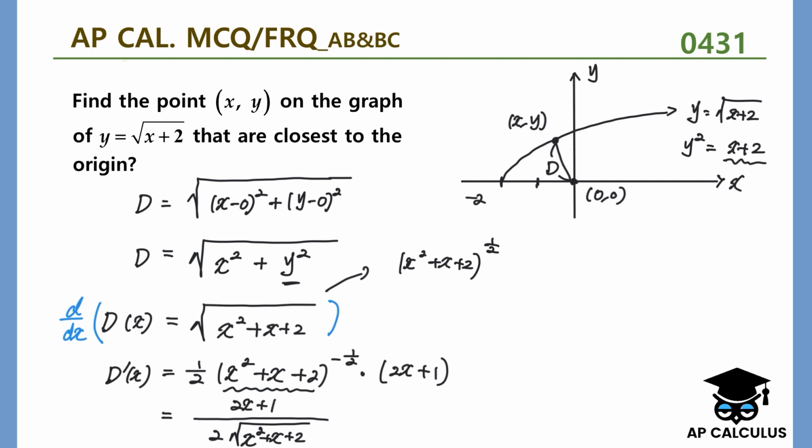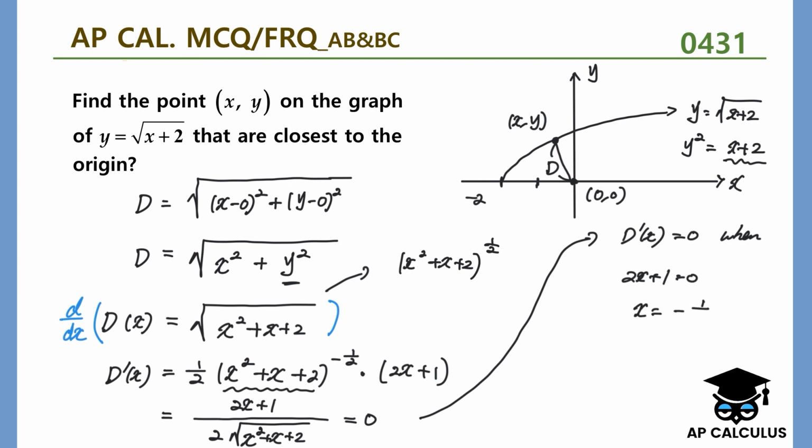And we have to find the critical point, right? So let this be equal to 0. Okay? So all of this expression is equal to 0 when the numerator is equal to 0, right? So d prime of x is equal to 0 when 2x plus 1 is equal to 0, which means x must be equal to -1/2. So far so good. Okay, that's the only critical point, which means the distance is minimum. The distance right here is minimum when x is -1/2, right?